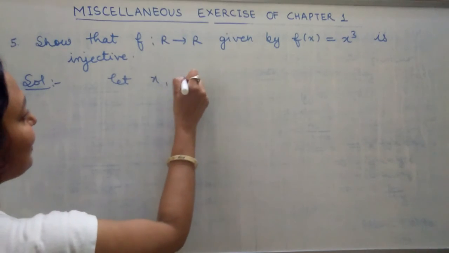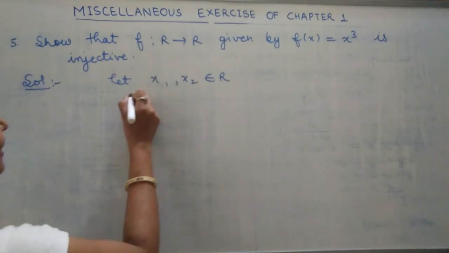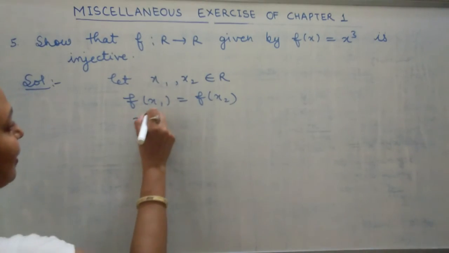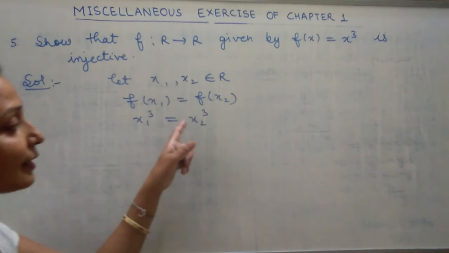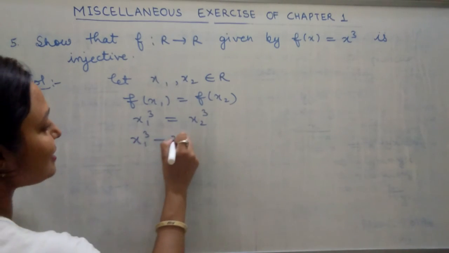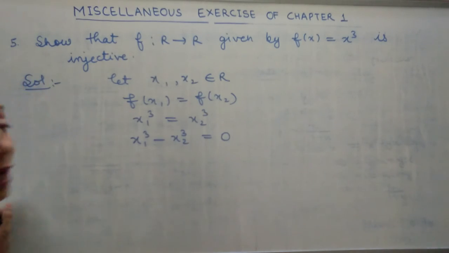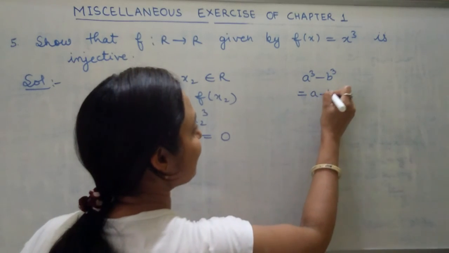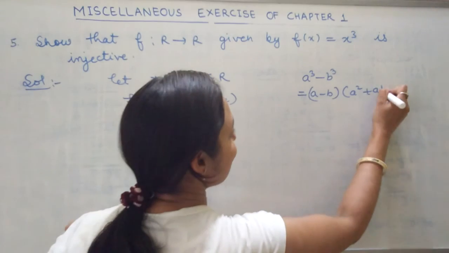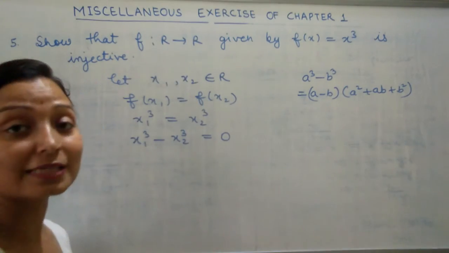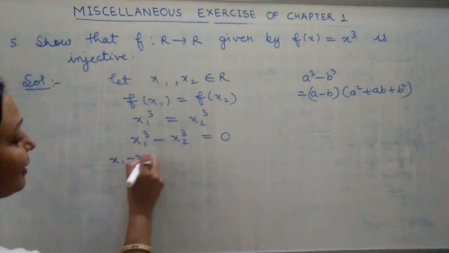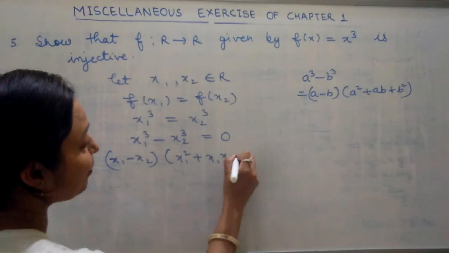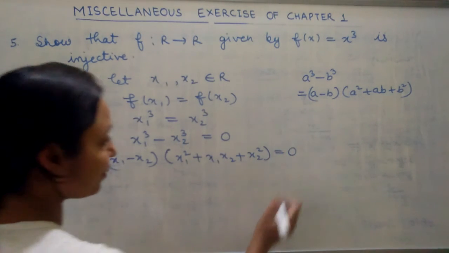Let x1 and x2 both belong to real numbers. That means if I start from x1 cube equals x2 cube, I will take this to the left hand side: x1 cube minus x2 cube equals 0. I have the formula from class 9th: a cube minus b cube equals (a minus b)(a square plus ab plus b square). I will write this formula: (x1 minus x2)(x1 square plus x1x2 plus x2 square) equals 0.